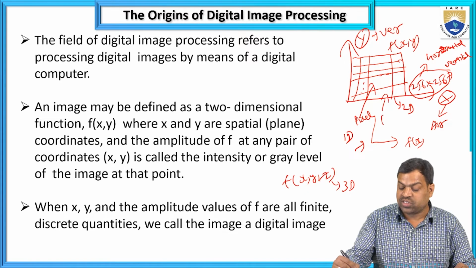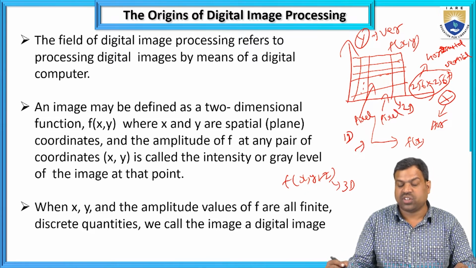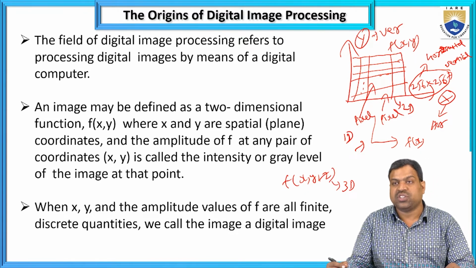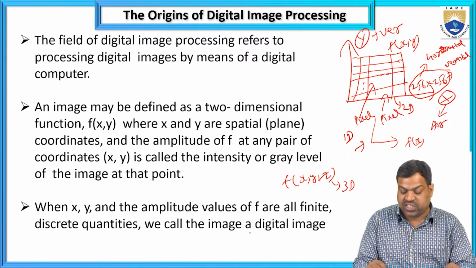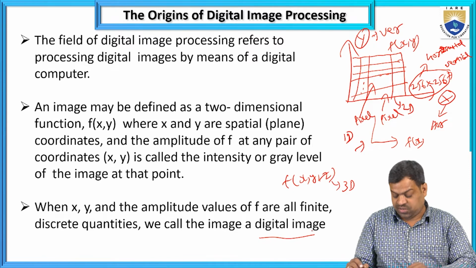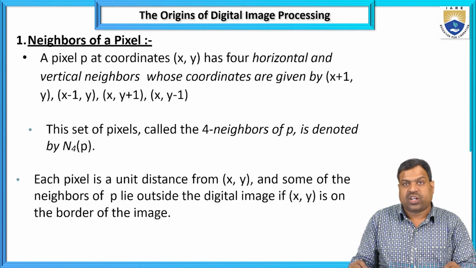Okay, so it is a pixel. How many pixels are there? 256 into 256 pixels are there. When I am mentioning the pixels in coordinates, I am calling it a digital image. And what are the neighbors?